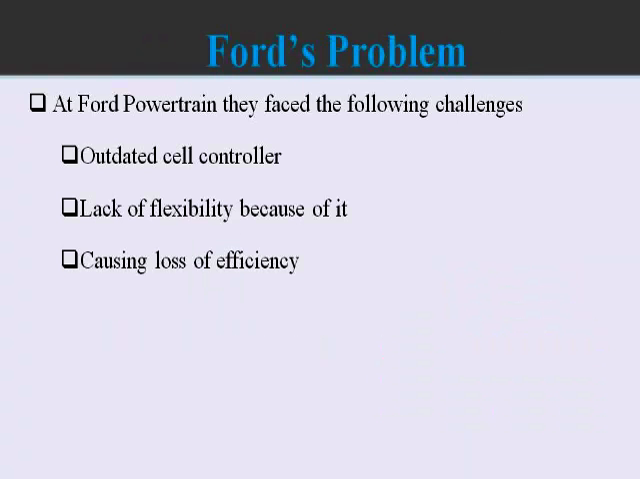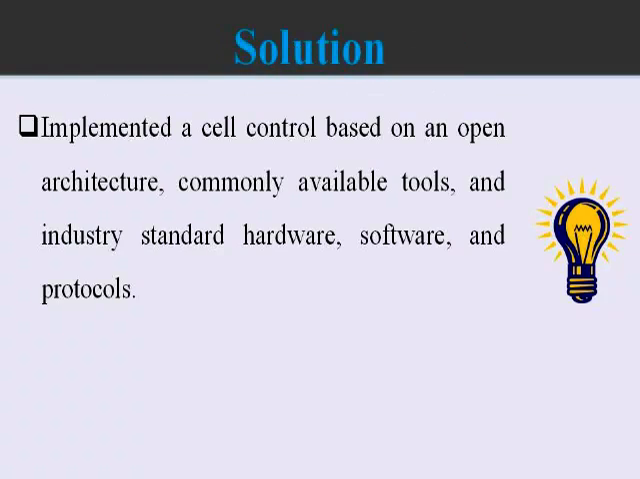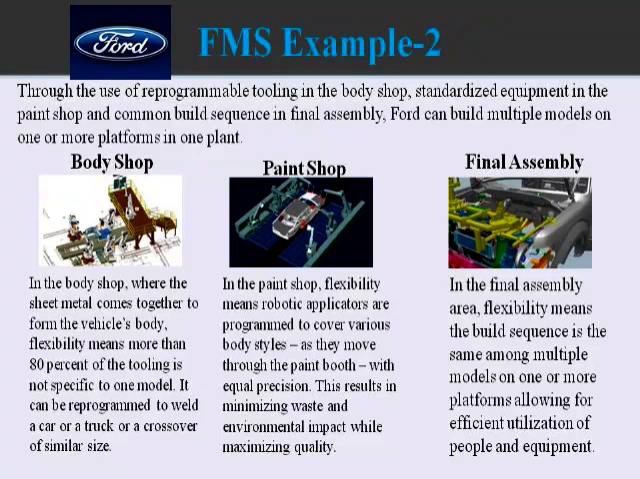At Ford Powertrain, they faced the following challenges: outdated cell controller, and lack of flexibility because of it, causing loss of efficiency. Solution proposed: implemented a cell control based on an open architecture, commonly available tools, and industry standard hardware, software, and protocols. Through the use of reprogrammable tooling in the body shop, standardized equipment in the paint shop, and common build sequence in final assembly, Ford can build multiple models on one or more platforms in one plant.